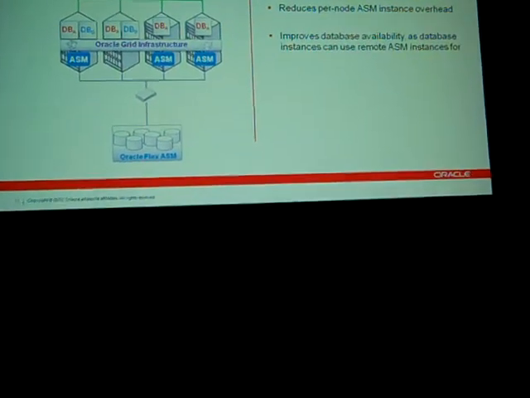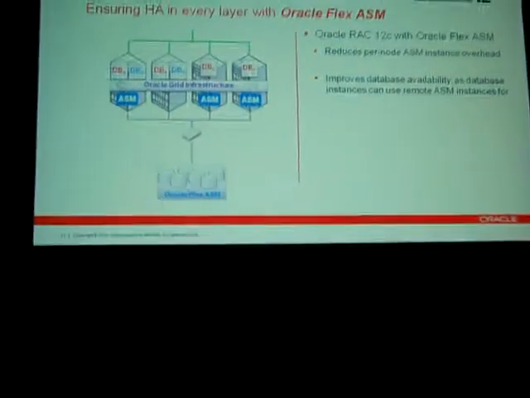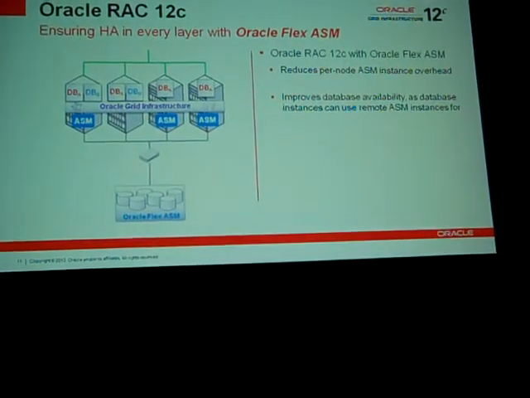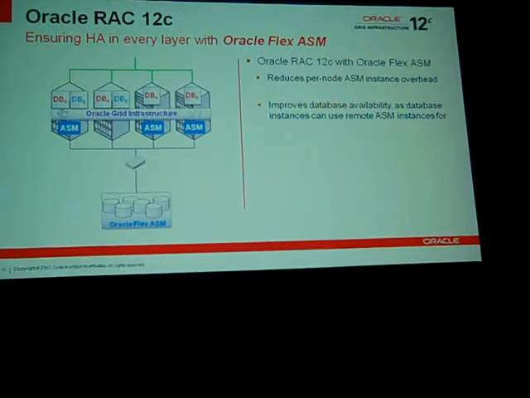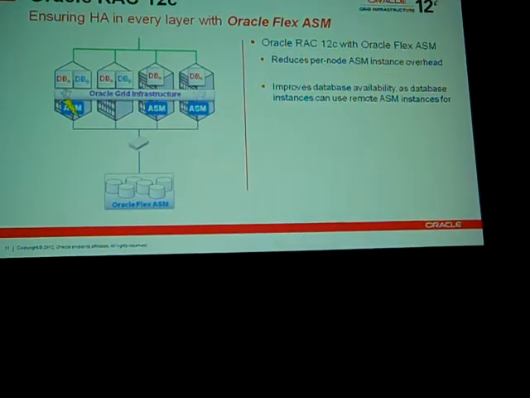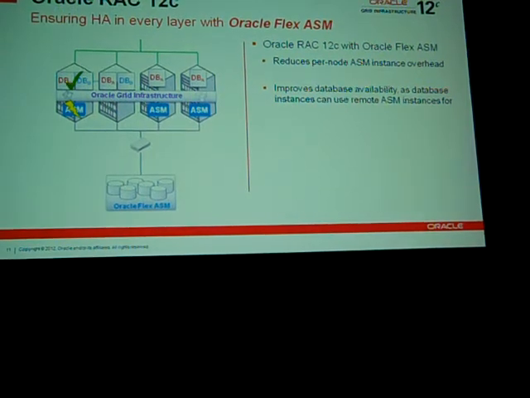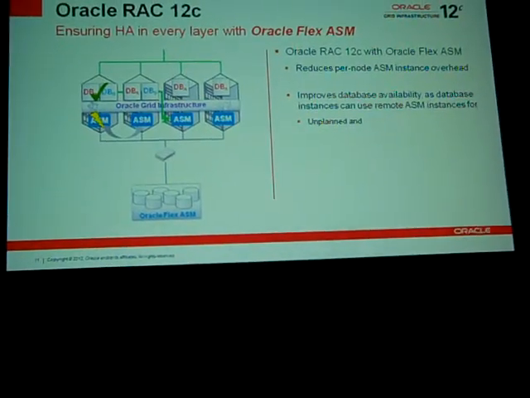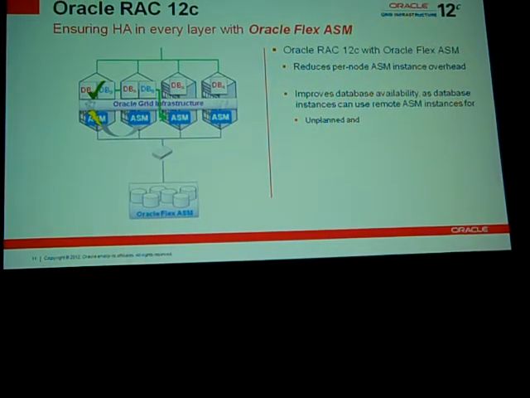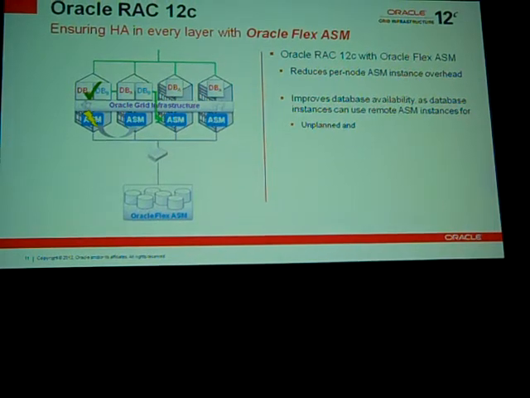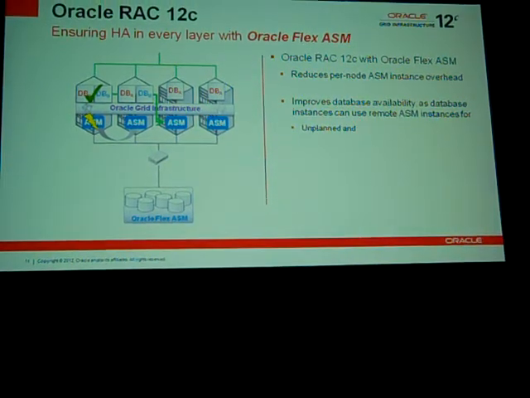With 12c, your database instances can actually use a remote ASM instance, which instantaneously leads to an improved database availability, because if an ASM instance can be used remotely, the failure of an ASM instance will actually not have an impact. Because if the ASM instance locally fails, the database instances can use a remote ASM instance for their purposes and continue to operate. And again, that tackles unplanned downtime.